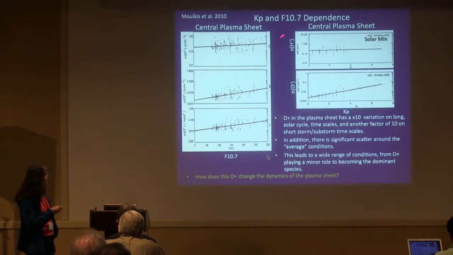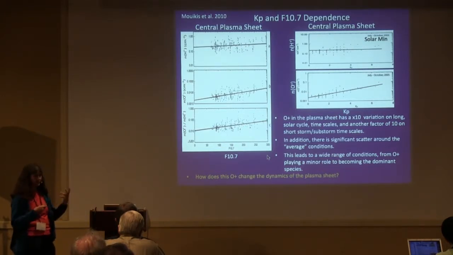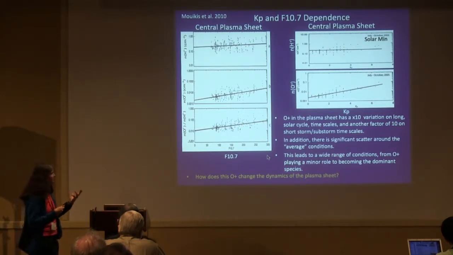So with F10.7, there actually is very little change in the proton density, but the oxygen density increases significantly, and so as a result, the oxygen to proton ratio increases just with F10.7, even when it's quiet time. And then you have on top of that this increase with Kp. So each of them can really give you about a factor of 10, and so during active solar maximum times, you really have a significantly more oxygen heavy central plasma sheet.